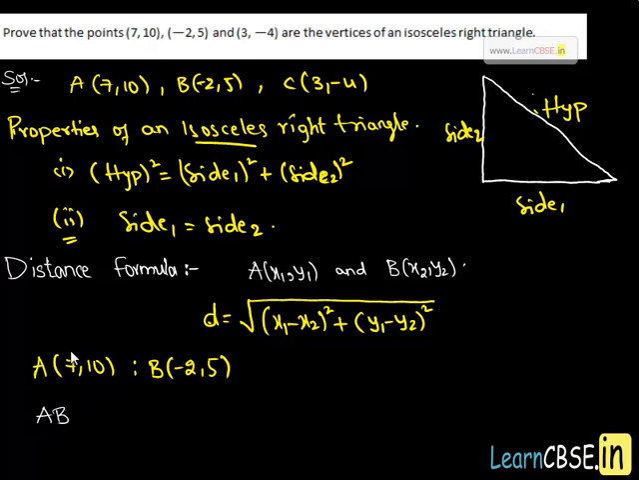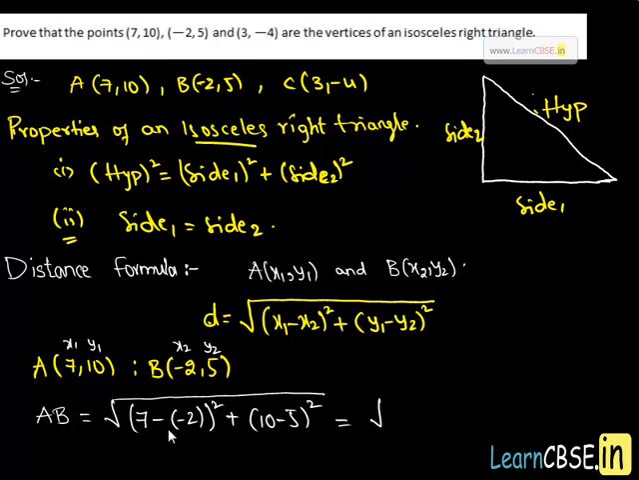Here x1 is 7 and y1 is 10 and x2 is -2 and y2 is 5. Therefore, AB is equal to under root sum of the square of the difference between x coordinates. Here we have x is 7, so (7 minus of -2) whole square plus the difference between y coordinates. Here we have (10 minus 5) whole square, under root.